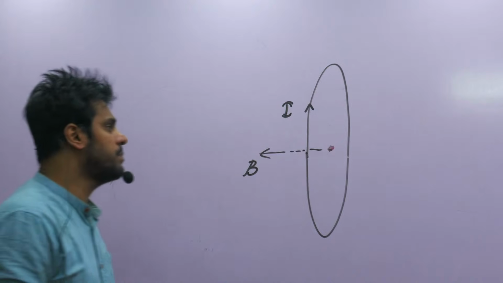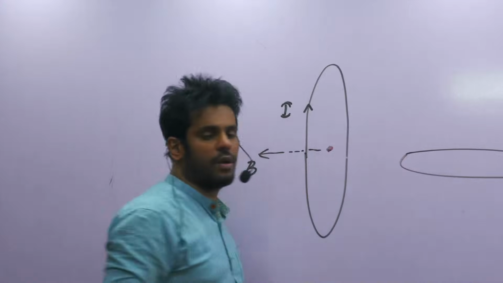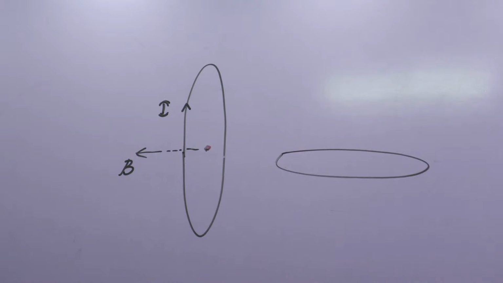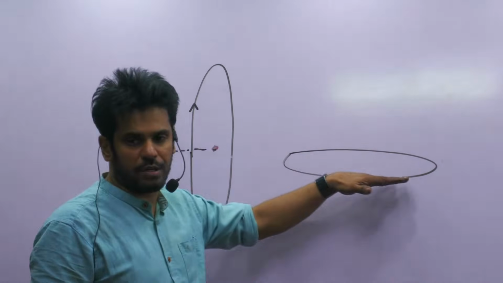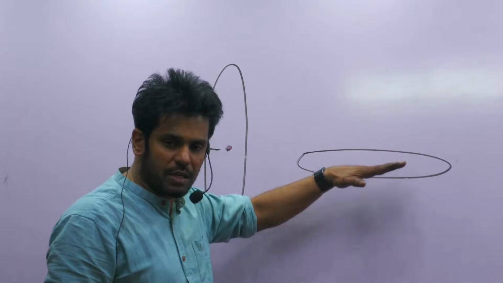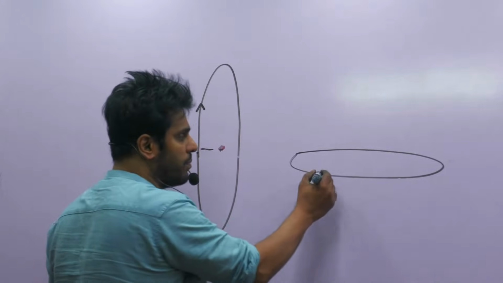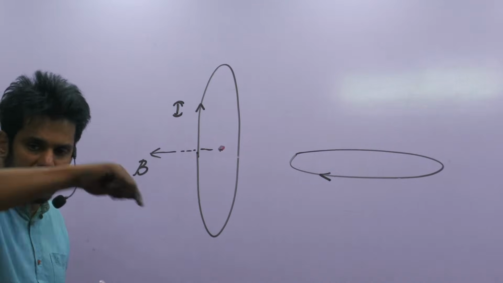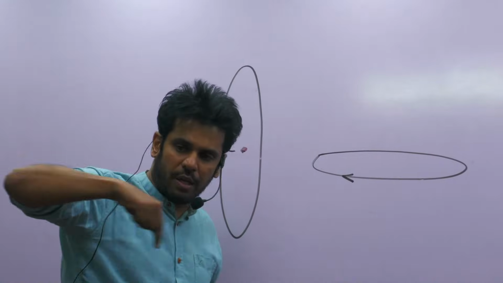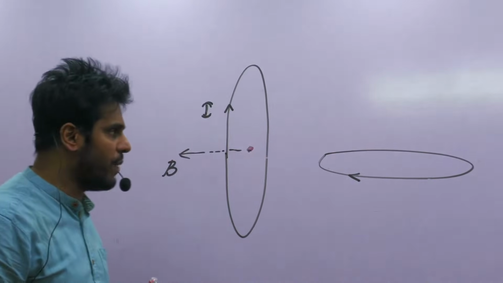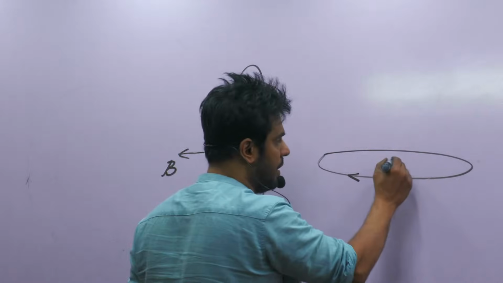Another example. Now assume the plane of the connected loop is parallel to the horizontal direction. Now assume it has current in the given direction like this. This is the cyclic direction of current. It exists parallel to the horizontal direction like this. Now we are going to find the direction of magnetic field at the center here.